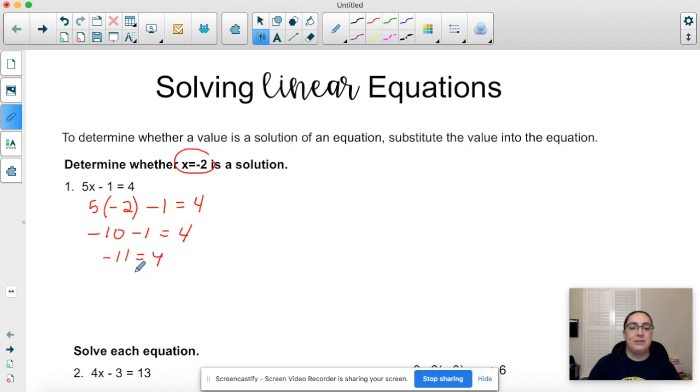And then you want to check, okay, does -11 equal 4? Wrong, it does not. So they do not equal each other. So I'm going to put a little cross through the equals sign. That means does not equal. And because they do not equal, x equals -2 is not a solution. So here you would put, determine whether x equals -2 is a solution, you would say no. Okay, no for no, it's not a solution.